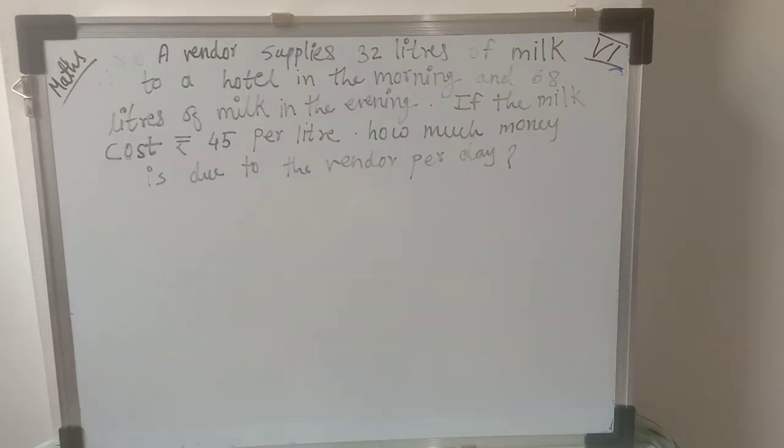The question number 6. A vendor supplies 32 liters of milk to a hotel in the morning and 68 liters of milk in the evening. If the milk costs rupees 45 per liter, how much money is due to the vendor per day?